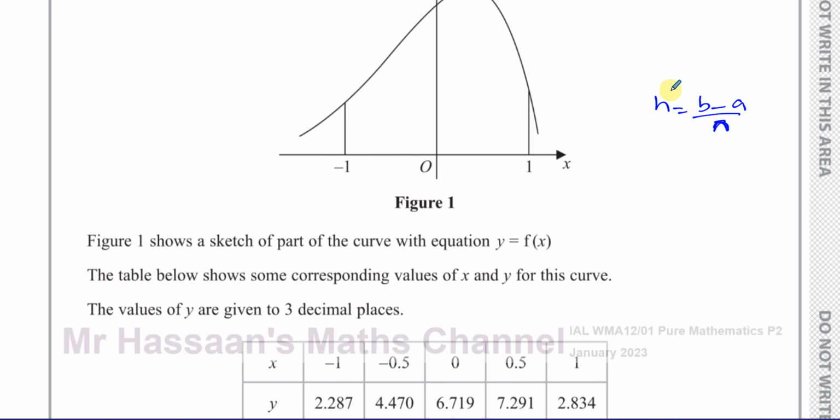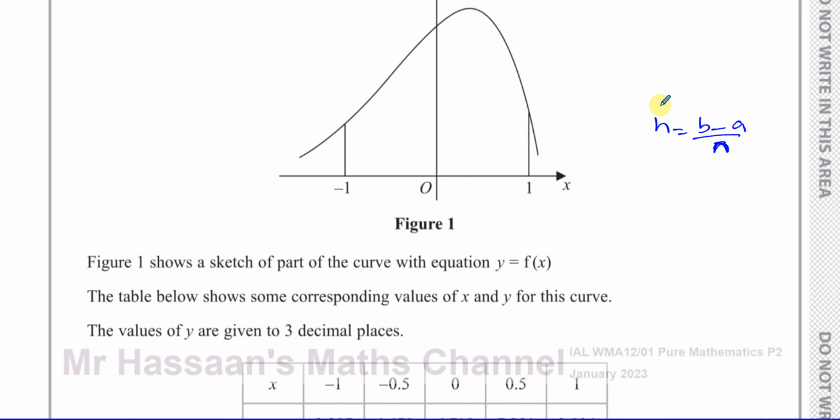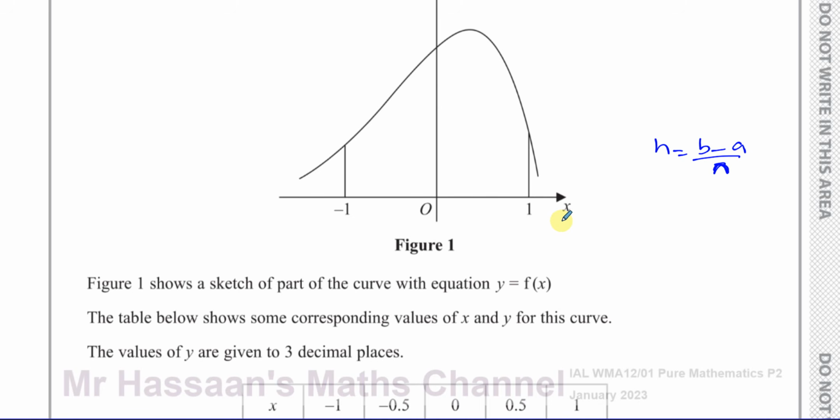Now, if you understand what the trapezium rule actually is, you wouldn't make that mistake. Okay, so a lot of people say n is like 1, 2, 3, 4, 5, n is 5, and they say 1 minus -1 divided by 5, and they make a mistake there. That's wrong. Okay, what you're doing when you're using the trapezium rule is as follows.